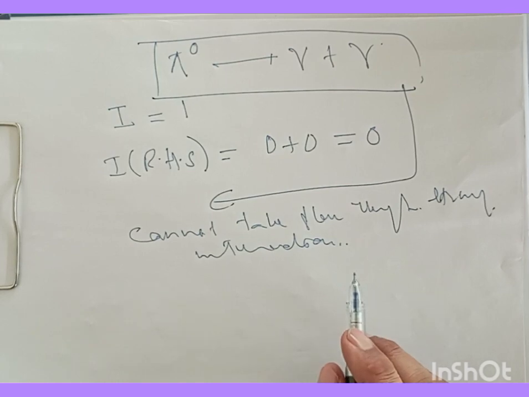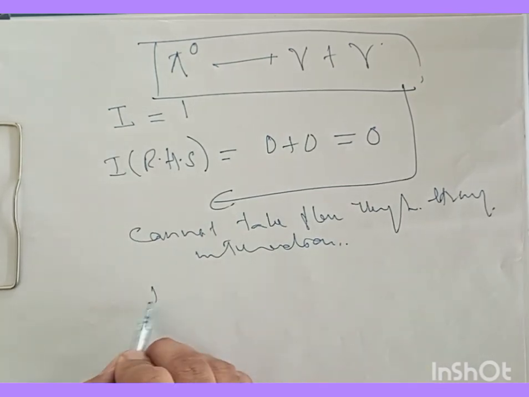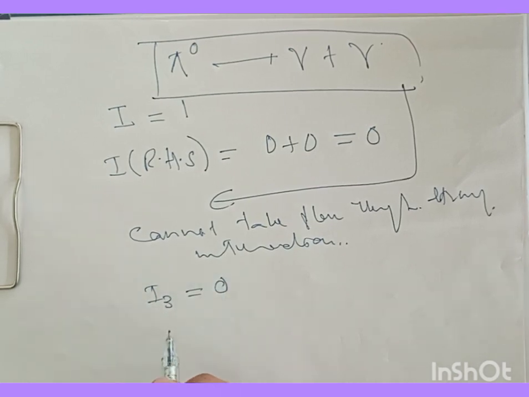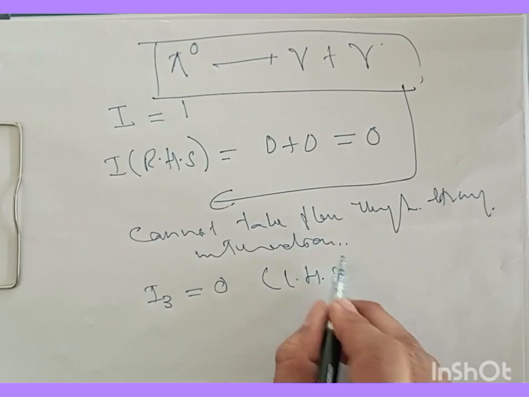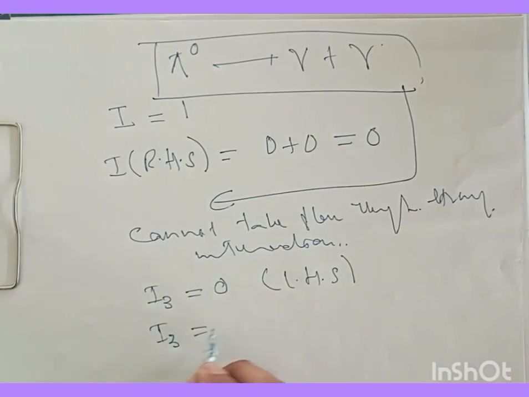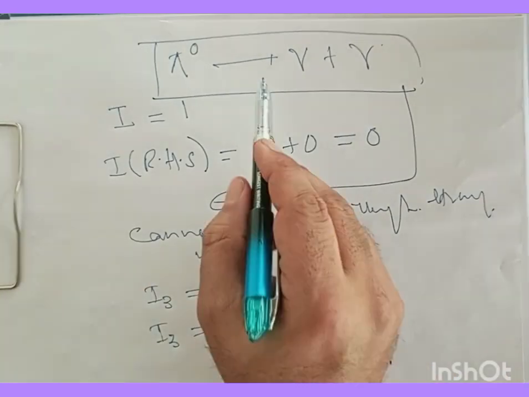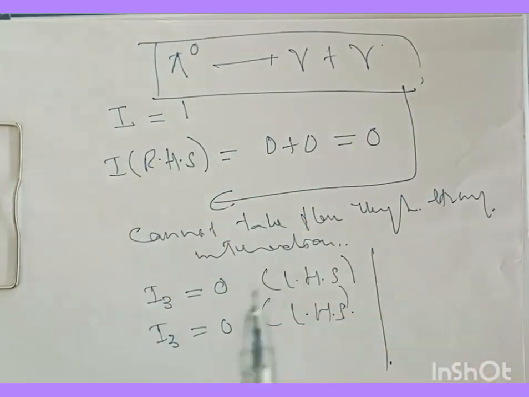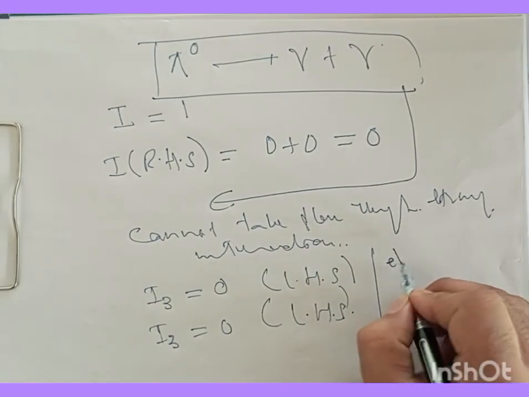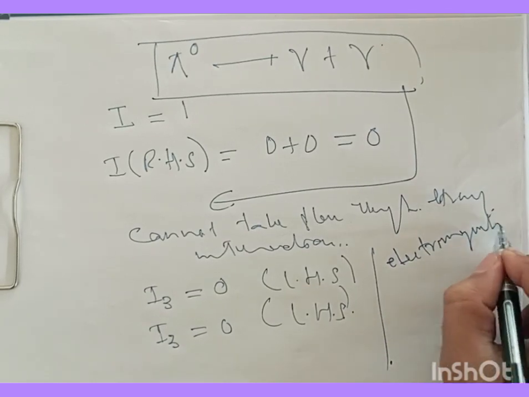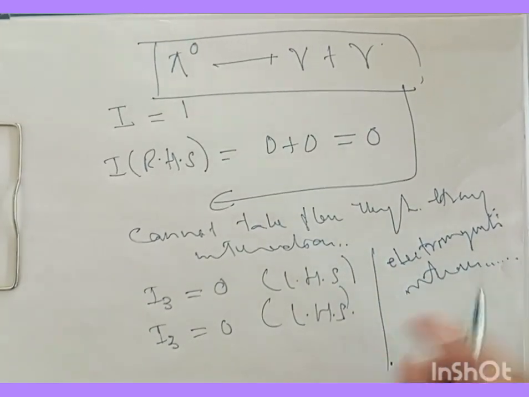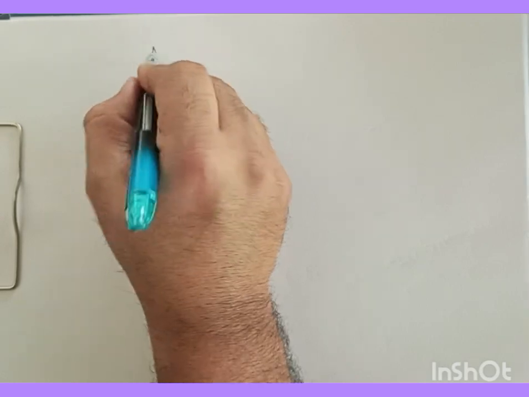However, what is I3 of the left hand side? That's simply 0. And what is I3 of the right hand side? That is 0. So we see that the third component of the isospin is conserved in the given decay, so it can take place through electromagnetic interaction. So this reaction cannot take place through strong interaction, but it can take place through electromagnetic interactions.